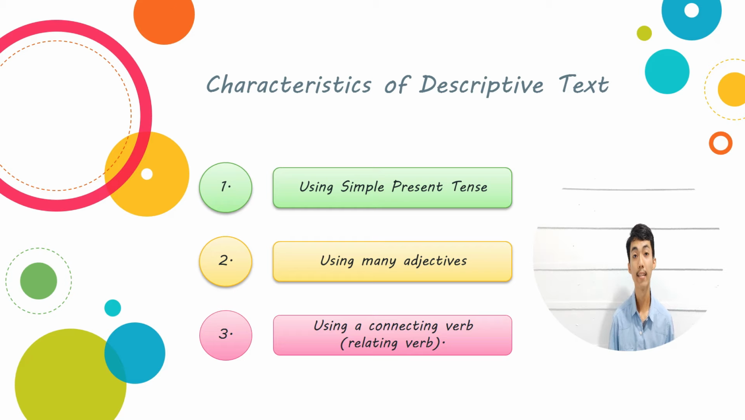So the second characteristic is using many adjectives because the function of the text is to provide information by describing an object being described. In descriptive text, there will be many adjectives. Examples are big, small, colorful, and so on.